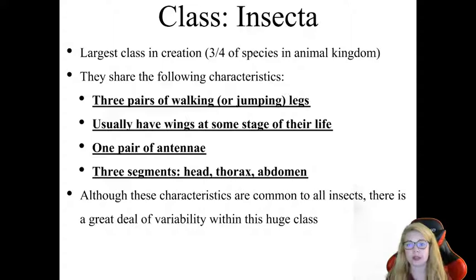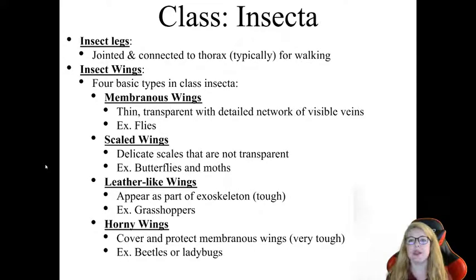And although these characteristics are common to all insects, there is a great deal of variability within this huge class, as there always is. We've said it over and over again in biology. These are a lot of rules, but there's always exceptions to them. There's always certain differences amongst the creatures we've studied or the different properties and things that we've studied. So keeping that in mind. All right, and so insect legs, they typically are jointed and are connected to the thorax for walking. Again, that's just typically, but more often than not, most insects, their legs are jointed and connected to the thorax.